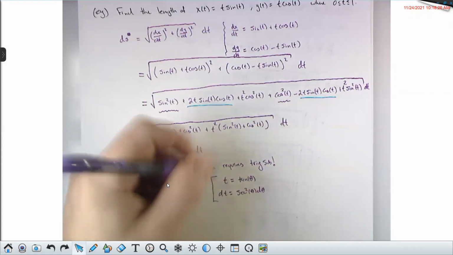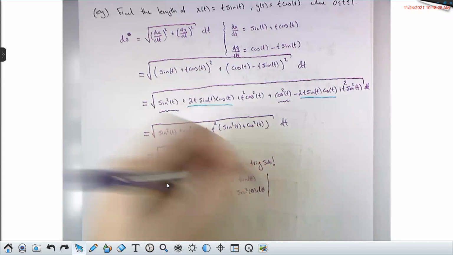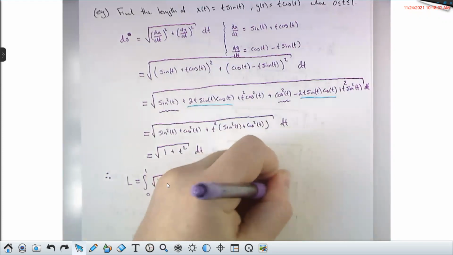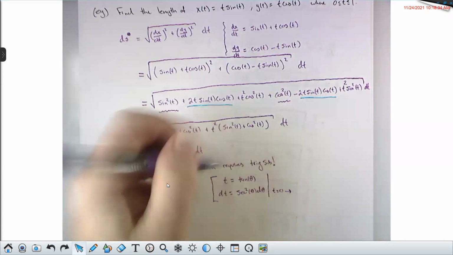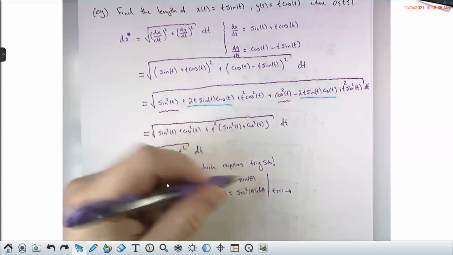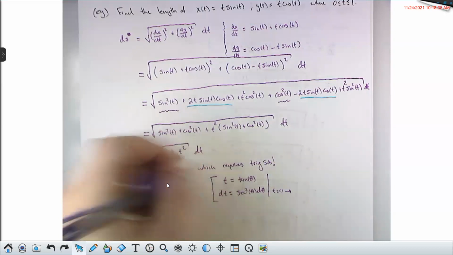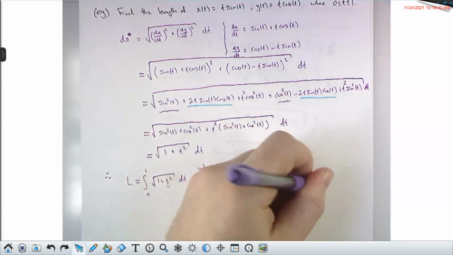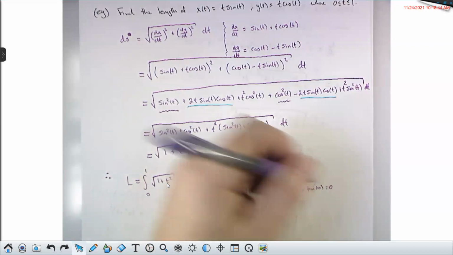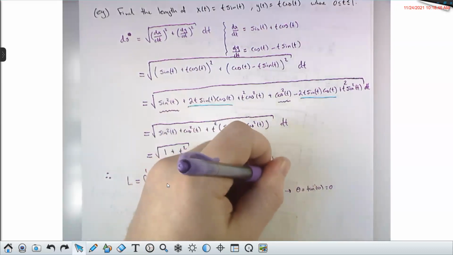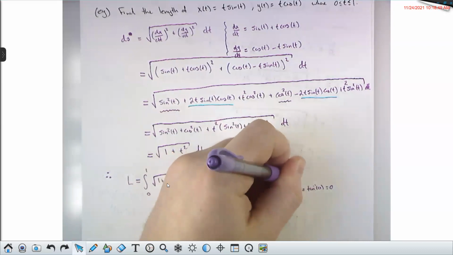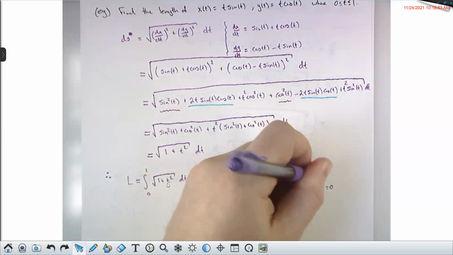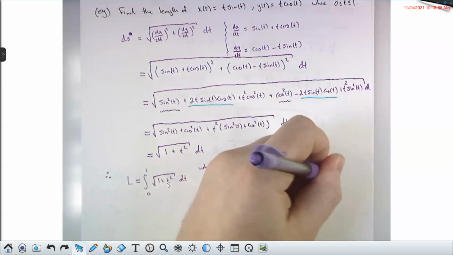You guys kind of hate me. We're going to change our bounds. When t is equal to 0, we have 0 equals tangent theta. So theta is the inverse tangent of 0, which is 0. And when t is equal to 1, theta would be the inverse tangent of 1, which is pi over 4.